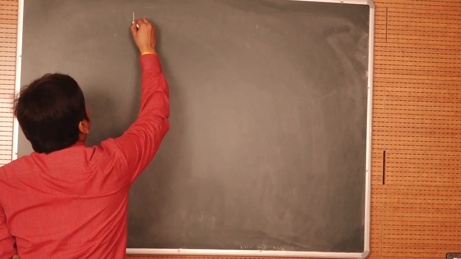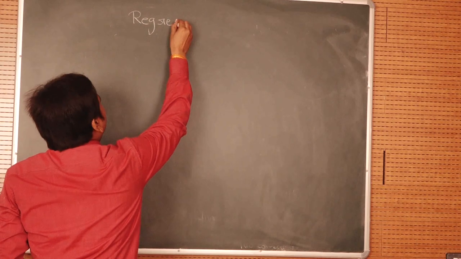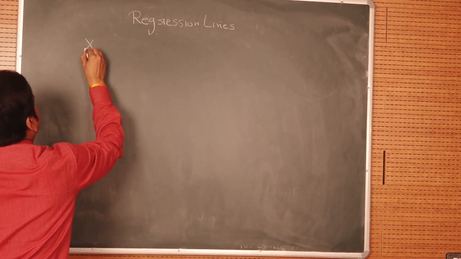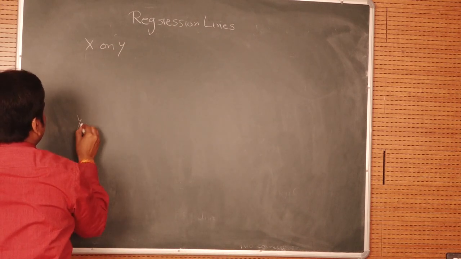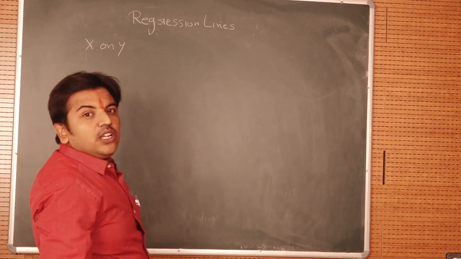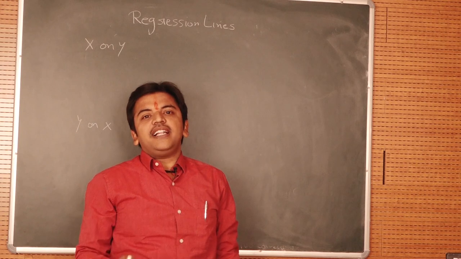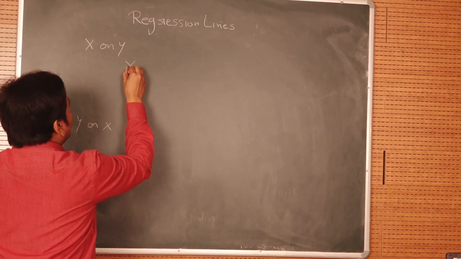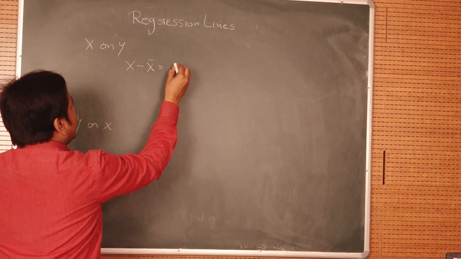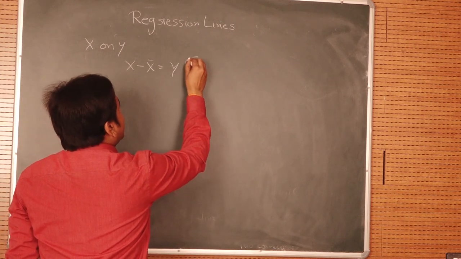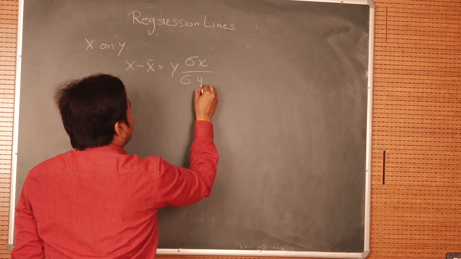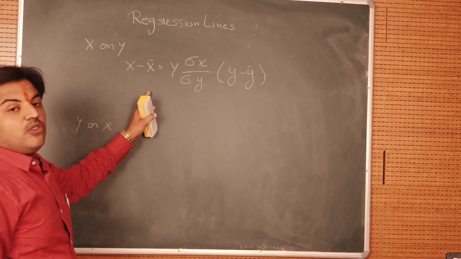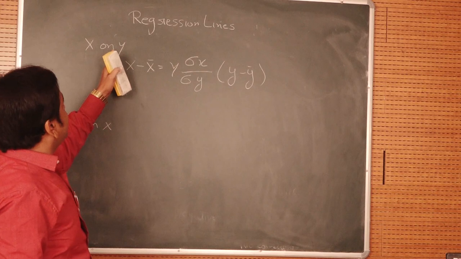So there are two regression lines. Regression lines: X on Y, Y on X. Now these regression lines are in the algebraic form. So the formula of finding X on Y is this: we have X minus X bar is equal to coefficient of correlation, standard deviation of X upon standard deviation of Y, Y minus Y bar. This is the formula of finding the regression of X on Y series.